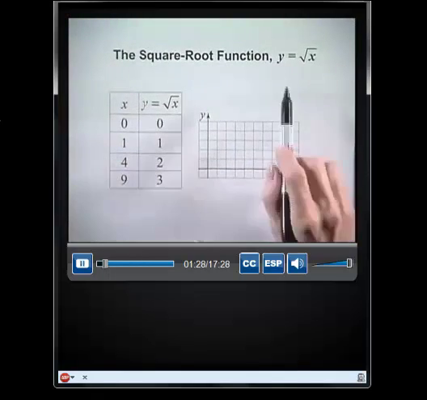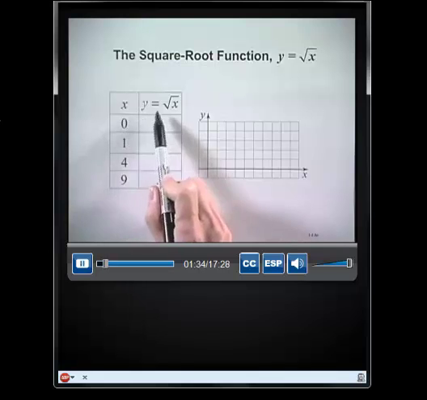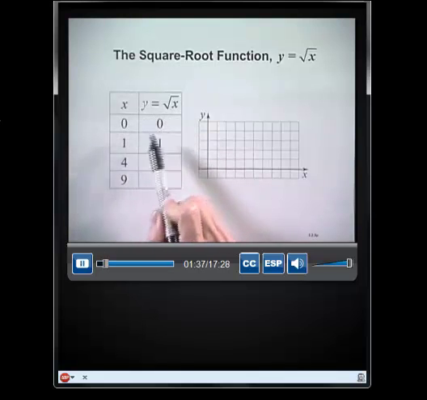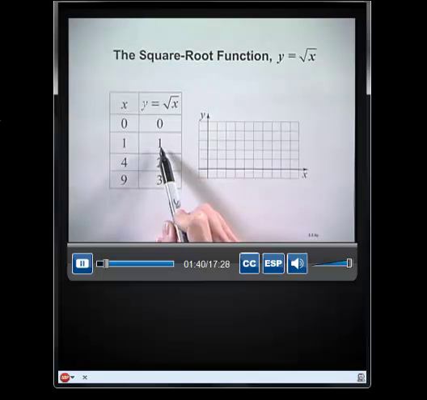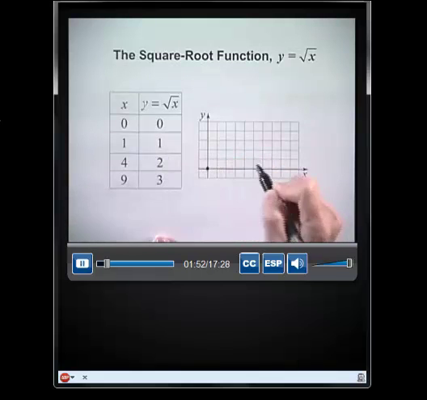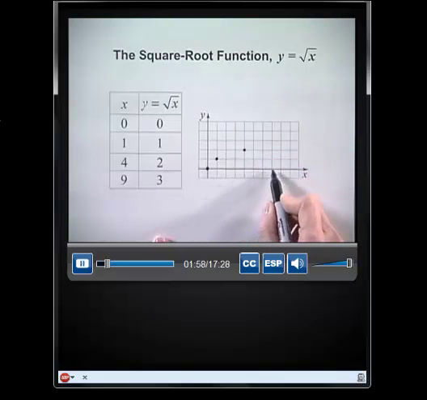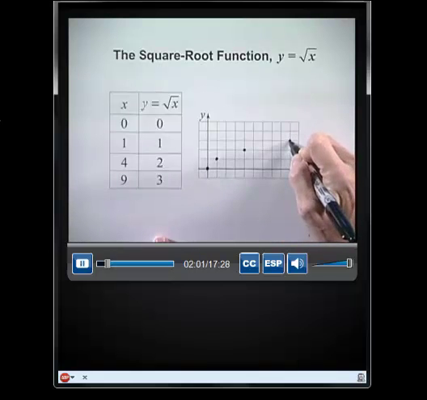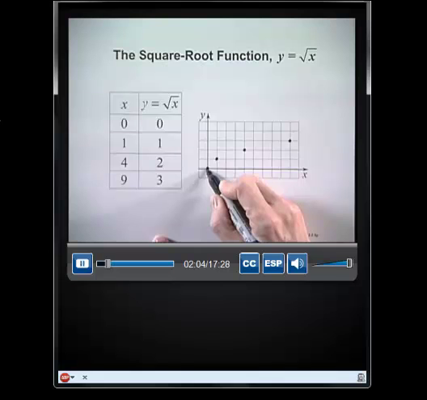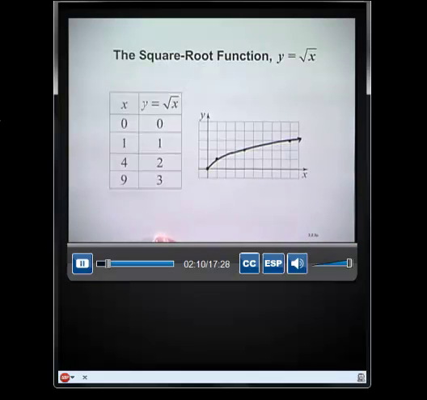The square root function has equation y equals square root of x. And again, we're going to plot some points. Notice that when x is 0, y is the square root of that, which is 0. When x is 1, y is the square root of 1, which is 1. When x is 4, y is the square root of 4, which is 2. And when x is 9, y is the square root of 9, which is 3. And we'll plot some of these points. 0, 0, 1, 1, 4, 2. Here's 9, 3. And we draw a curve through those to get a graph of the square root function.